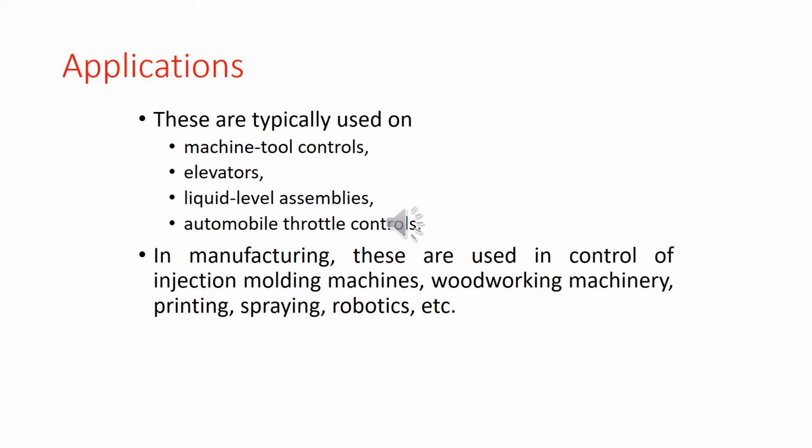These sensors are primarily used in control systems with a feedback loop to ensure that the moving member or component reaches its commanded position. And these are typically used on machine tool controls, elevators, liquid level assemblies, automobile throttle controls. In manufacturing, these are used in control of injection molding machines, woodworking machinery, printing, spraying, robotics, etc.